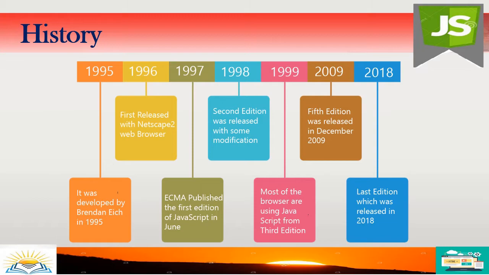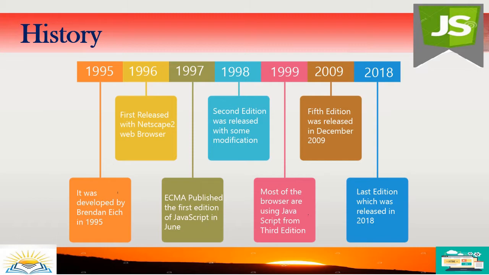This is the version most browsers started using. The fifth edition of the ECMAScript standard was released in December 2009. And the last edition was released in 2018 and named ECMA 2018. So, till now we get a basic idea of JavaScript and a brief history about it.